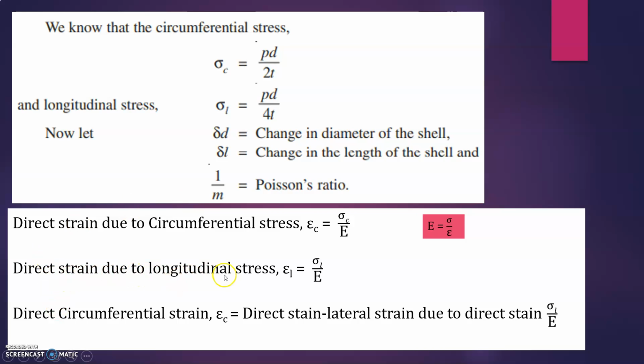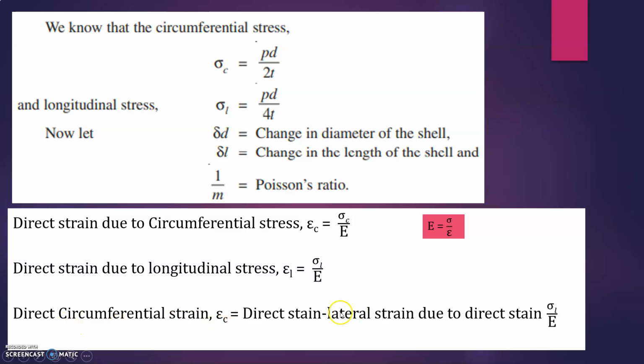Similarly, direct strain due to longitudinal stress, that is sigma L. This is longitudinal strain, which is equal to sigma L divided by E. So this is the strain, this is stress. Sigma C is equal to PD by 2T stress, and this strain is equal to sigma C divided by E. Similarly, longitudinal stress is equal to PD divided by 4T, and longitudinal strain is equal to sigma L divided by E.